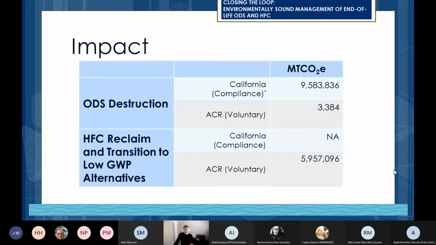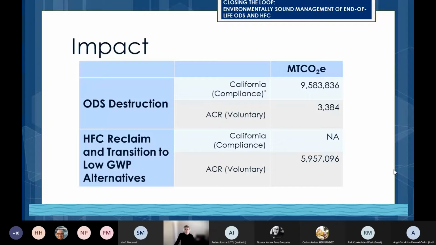Only about 3,000 metric tons of CO2 equivalent have been issued using ACR's voluntary market protocol. That is because, one, that protocol is relatively new, and two, the demand is still very high in the California market, and there's also more price certainty in the California market. In the future, I think this will change just because the voluntary market protocols will likely expand more quickly to include more gases and be able to address more markets outside of the US, even though up until now it's been largely dominated by destruction in the US.